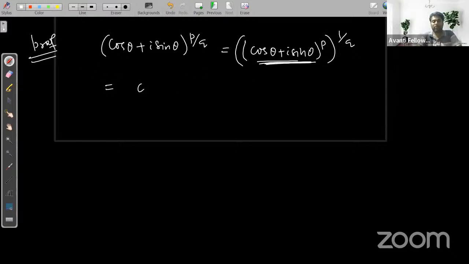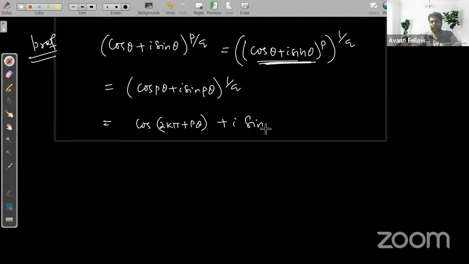This becomes (cos pθ + i sin pθ) whole to the power 1/q, or not? Yes. So also, can I write cos pθ as cos(2kπ + pθ)? Yes, I can write it. Similarly, I sin(2kπ + pθ) we can write. No issues, because trigonometric functions are periodic functions.